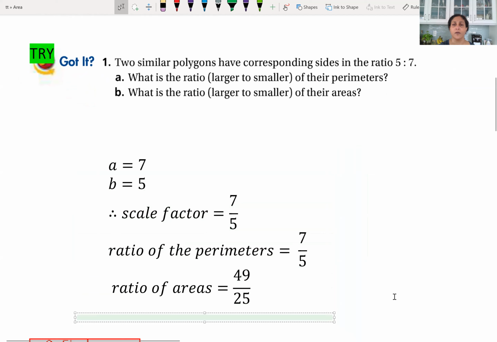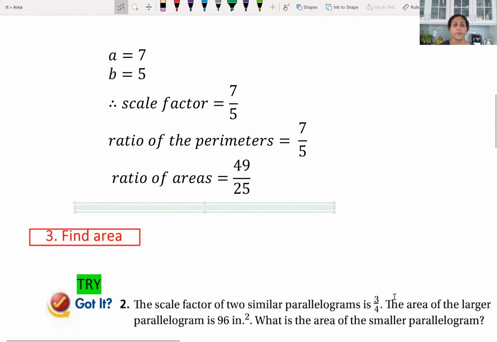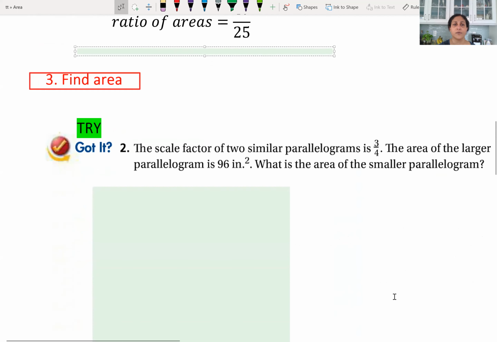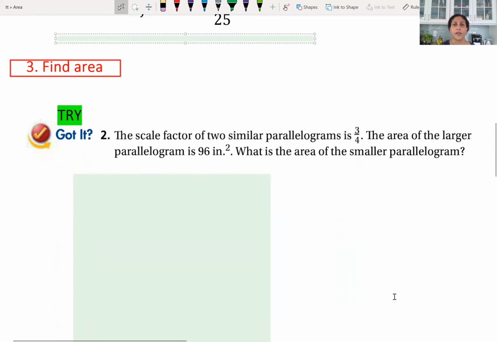So here we have the ratio is given as 5/7, but they're telling you larger to smaller. So A is 7, B is 5, and the scale factor is 7/5. And the ratio of the perimeters is going to be 7/5, and the ratio of areas is going to be 49/25. So now we're going to use this information to find area.